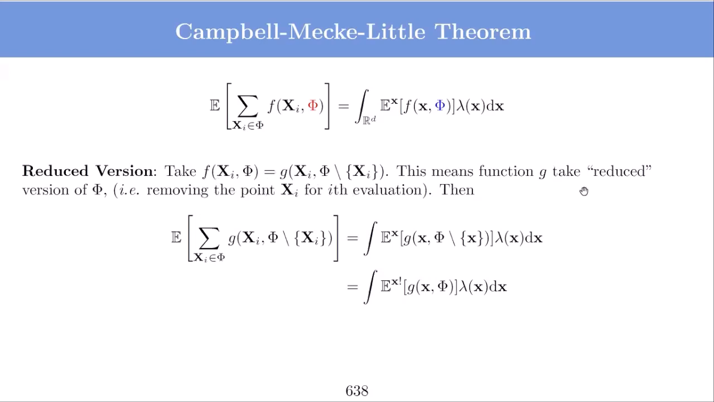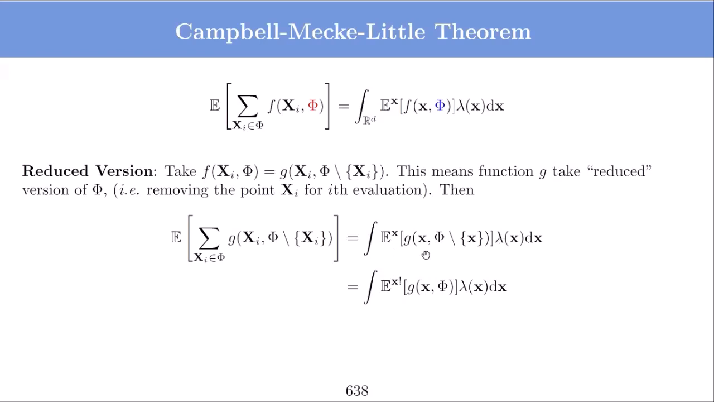So g takes the reduced version of Φ, and if I put this here, instead of f I get g of xi comma Φ minus xi. This is a function which takes xi and the view after excluding xi from it. Then the result will be the integration over R^d of the expectation of g(x,Φ minus x) times λ(x)dx. If you put f(x,Φ) here, we just get g of x and Φ minus x, so you remove x from Φ.